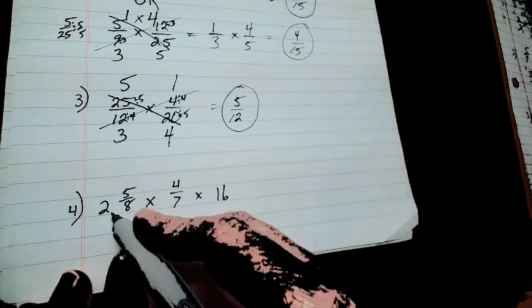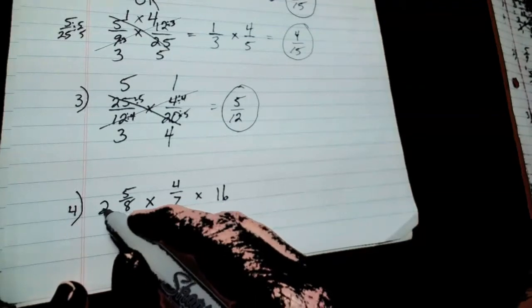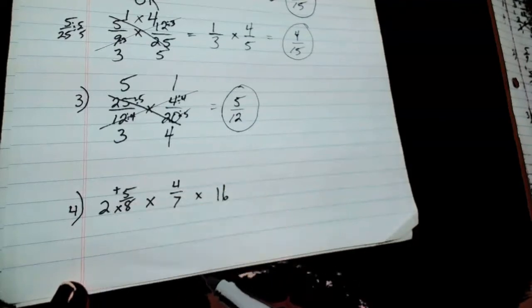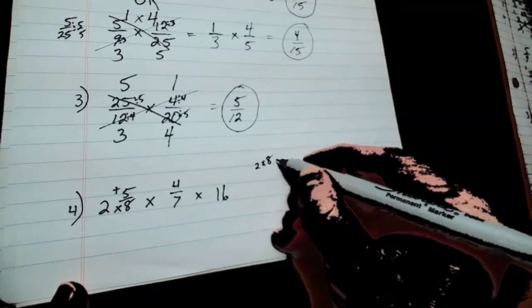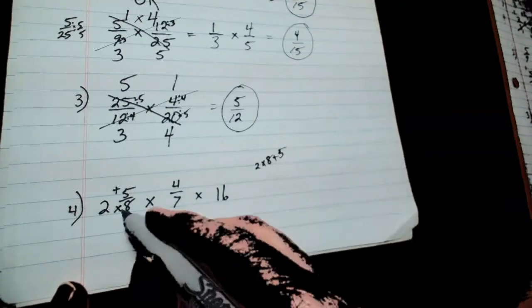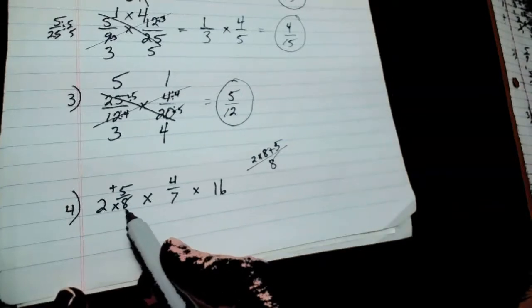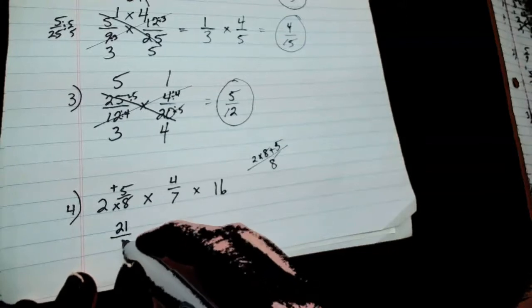Number 4 is one that isn't unusual. When we have mixed numbers, we always make our mixed number into an improper fraction. We do that by multiplying the whole number times the denominator, and we add the numerator. So that is 2 times 8 plus 5, and of course we keep the same denominator. So 2 times 8 is 16, plus 5 gives me 21 over 8.